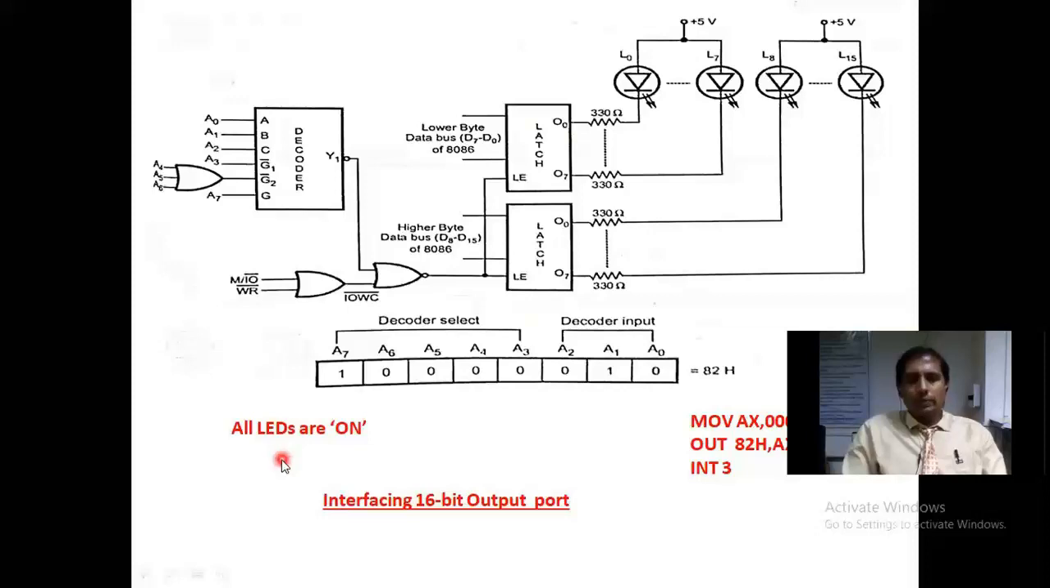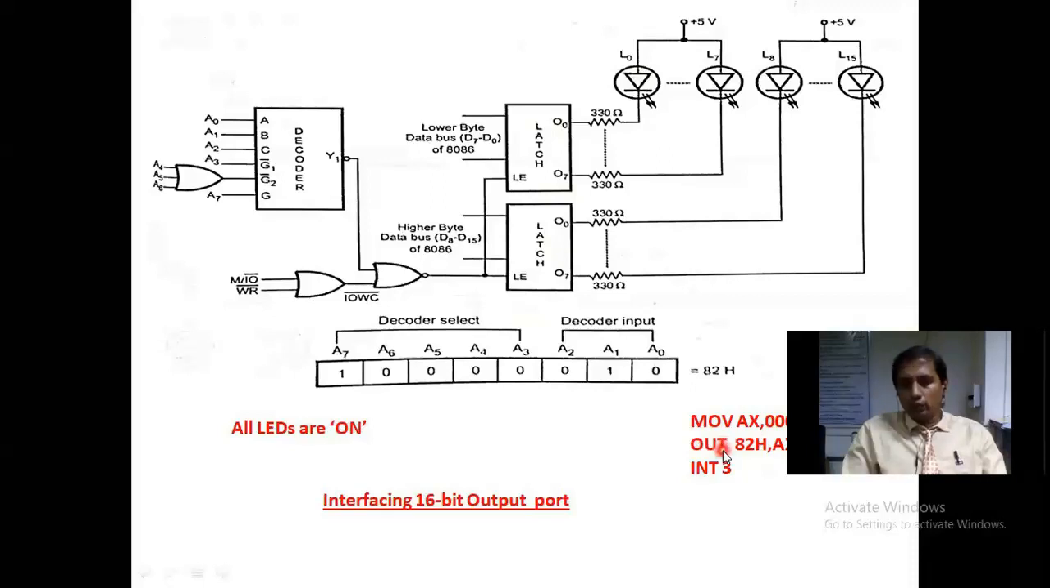Now for example, the processor wants to glow all the LEDs, L0 to L15. How to write the program? In order to glow L0 to L15, O0 to O7 and similarly O8 to O15, all 16 bits must be zeros. MOV AX, 0000H. Then OUT 82H, AX. Because AX is 16 bits, it can allocate two locations, 82 and 83.